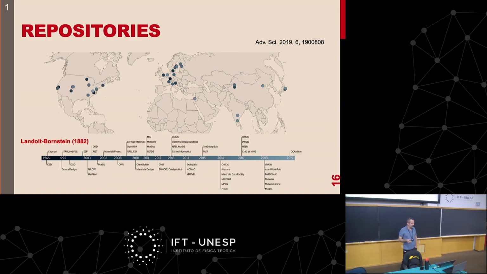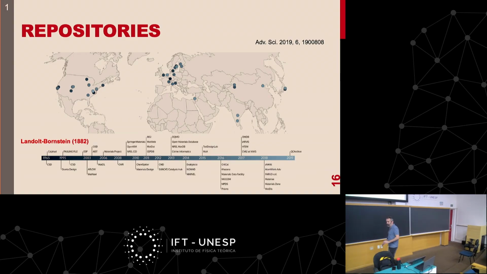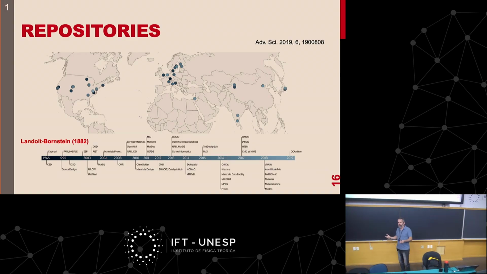There are a few repositories all over the world of materials. The most important, I like to talk about this one, is ICSD, the Inorganic Crystal Structure Database. So suppose you have an experimental group that discovers a new material, okay? They grow a new material.